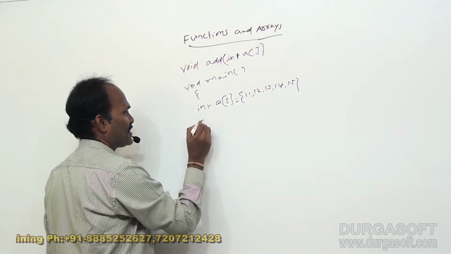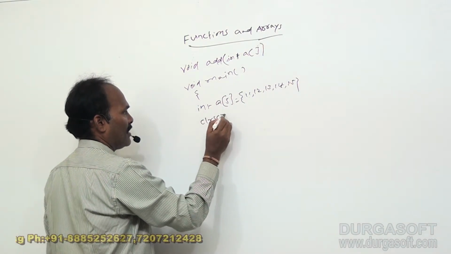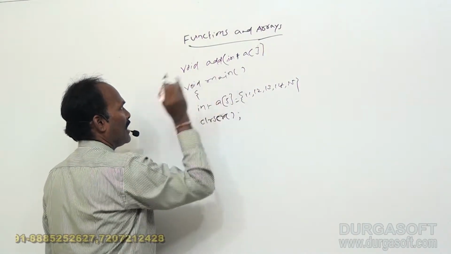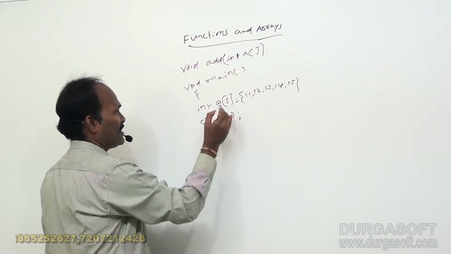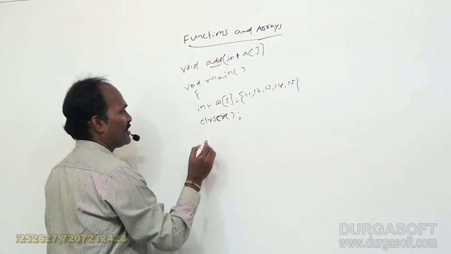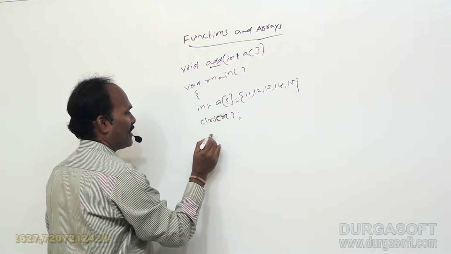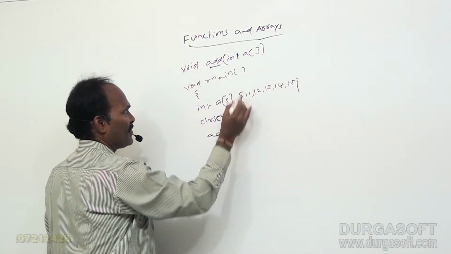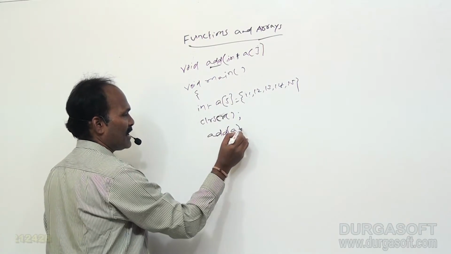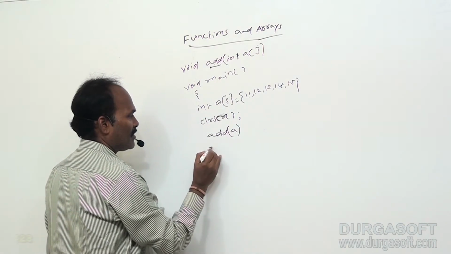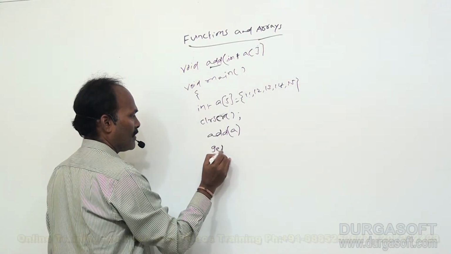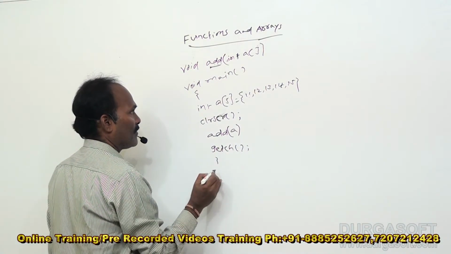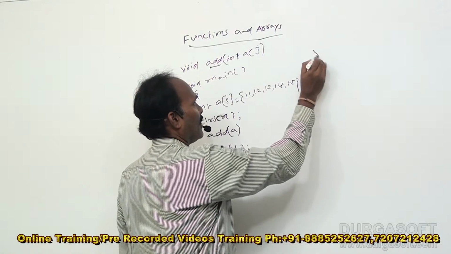So just look at this notation. Our array name is A and the function name is add. You just pass this array, add of A. What is A here? A is an array. So this is the same as ampersand A of 0. I will write it here.